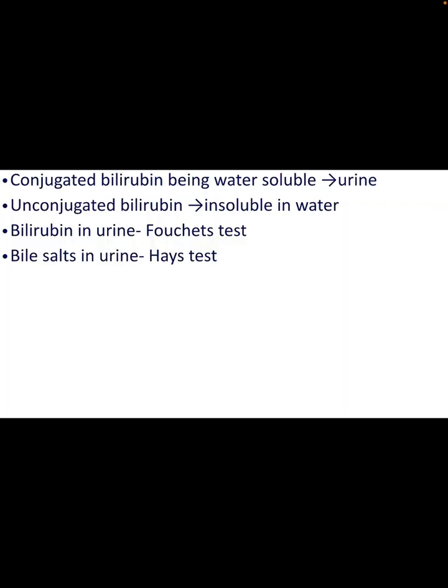Conjugated bilirubin being water soluble is excreted through urine, whereas unconjugated bilirubin is insoluble in water. The biochemical test used to find out the presence of bilirubin in urine is Fouchet's test, and for bile salts in urine we use Hay's test.